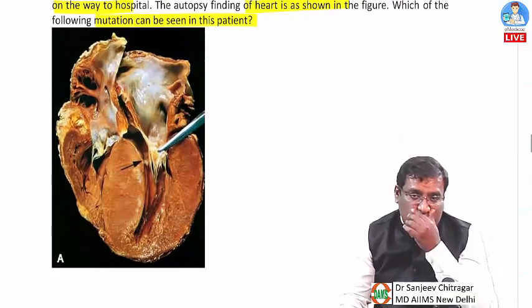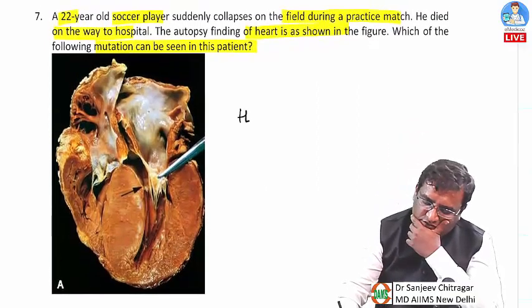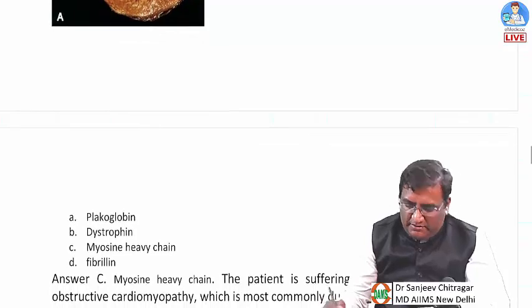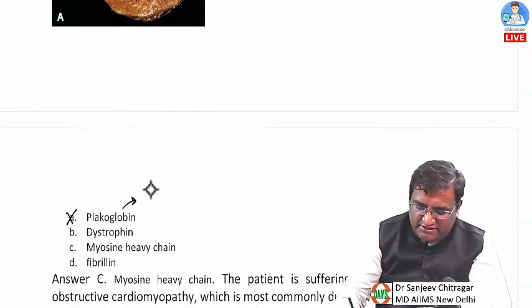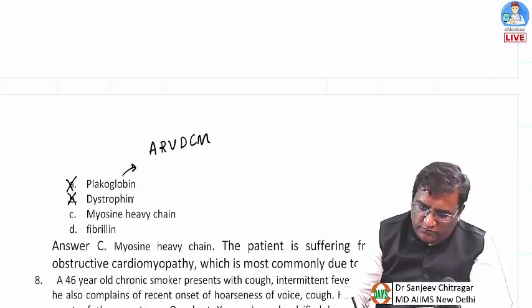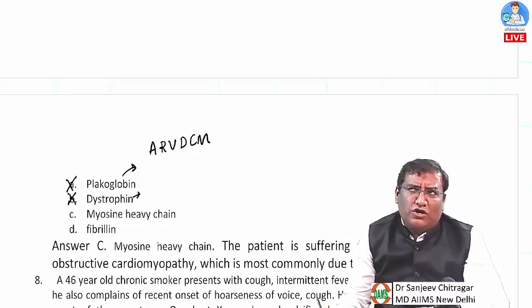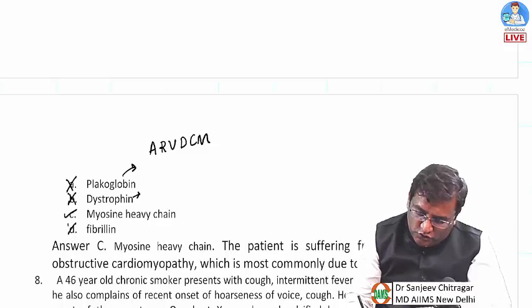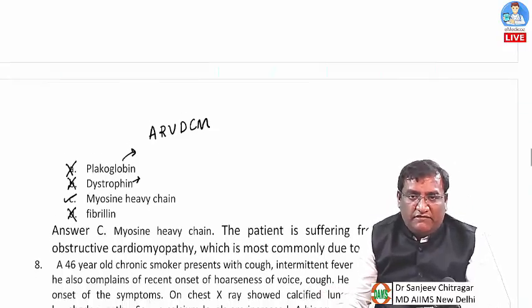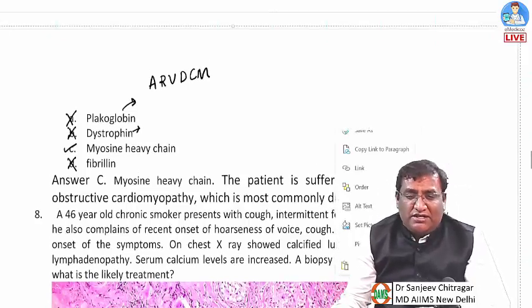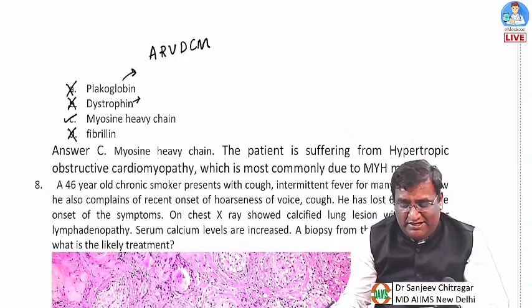So the only thing changed in the question is mutation. I'm sure all of you made a diagnosis. HOCM is your diagnosis in this. Yes, so which mutation will be seen? Plakoglobin? No, plakoglobin mutation is seen in arrhythmogenic right ventricular cardiomyopathy. Dystrophin is no. Dystrophin mutation will be seen in muscular dystrophies, which can cause dilated cardiomyopathy. Myosin heavy chain mutation is the one. Fibrillin is also no, seen in Marfan syndrome. Myosin heavy chain mutation or MYH mutations, or even myosin binding protein C mutations, alpha troponin mutations can also be seen in HOCM.